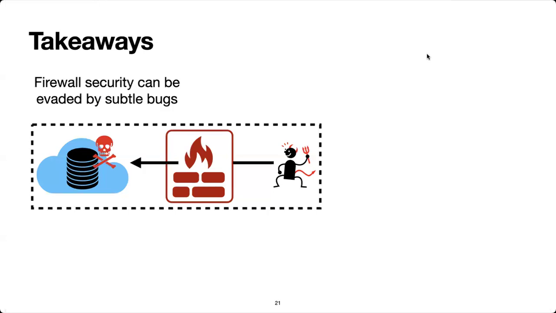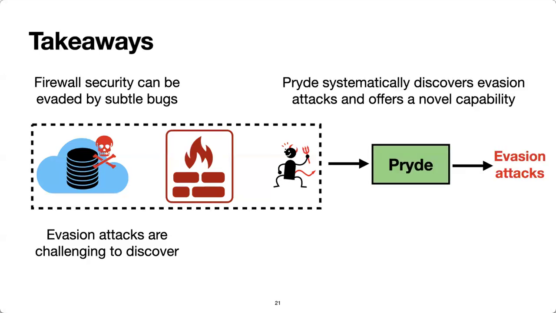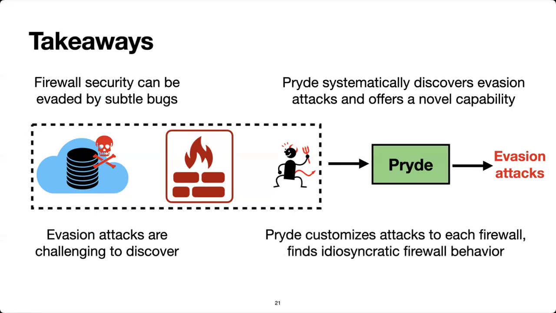So some quick takeaways from my talk. Firewall security can be evaded by subtle bugs, and it's extremely challenging to discover these evasion attacks. Pryde offers a novel capability to operators and vendors to systematically discover evasion attacks against different firewalls. It's able to customize and tailor these attacks to different firewalls and deployments. And in the process, Pryde also finds idiosyncratic firewall behavior.